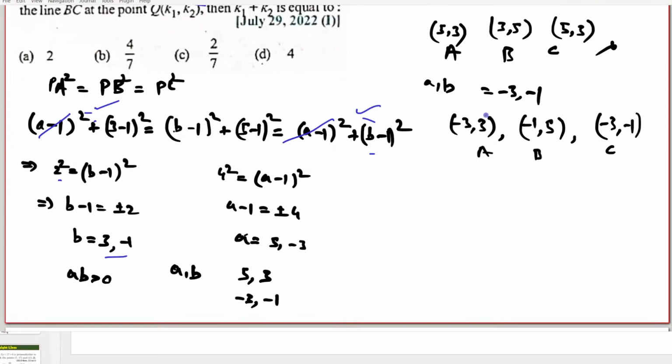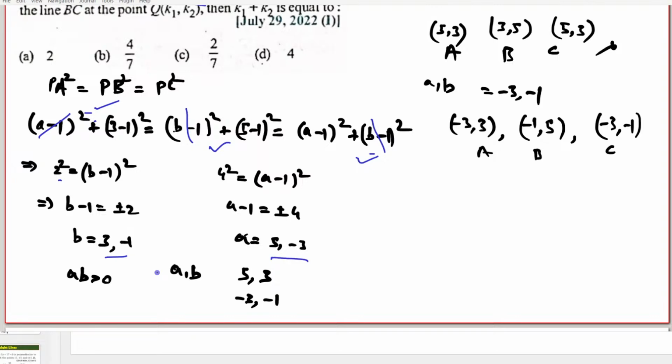Fantastic. Now similarly, let's take these two. If we equate these two, then what will happen? Again, this (b minus 1) whole square will get cancelled. We'll be left with 5 minus 1 whole square, which is 4 square, equal to (a minus 1) square. Then a minus 1 can be either plus 4 or minus 4. This gives us two more options. a equals either 5 or minus 3.